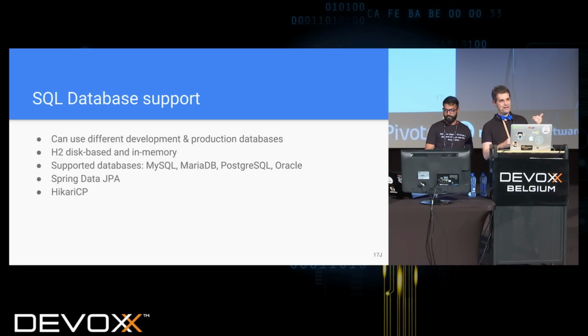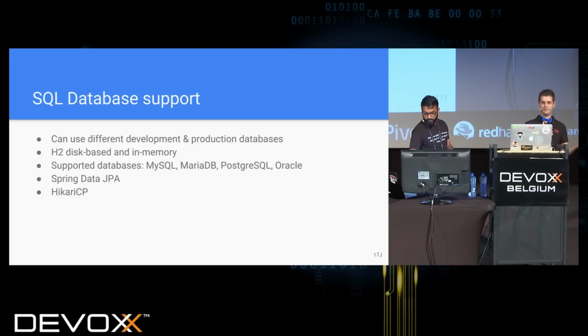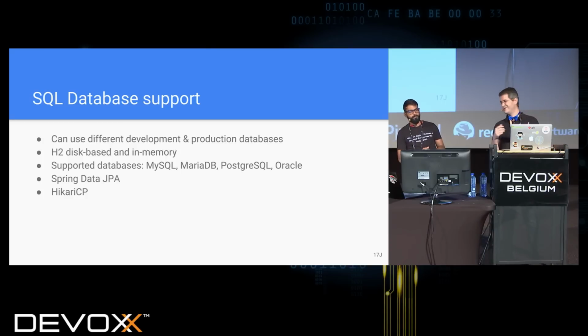As we saw, we can have different databases in development and production. While in development, it's either the same database as in production, or H2. H2, you can use it with a disk-based configuration or in-memory configuration. Well, it all comes down to what you want to do, basically.